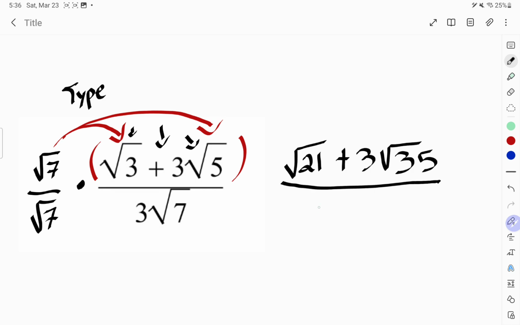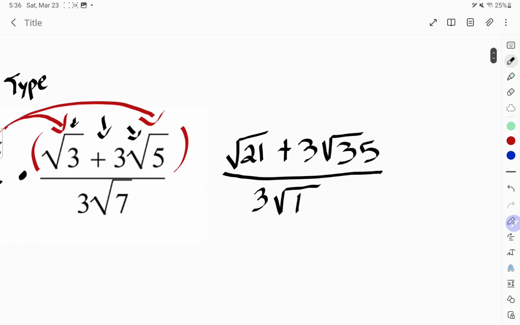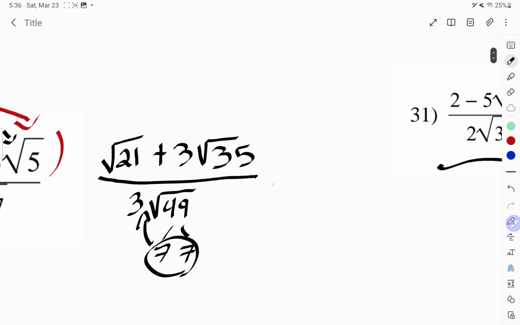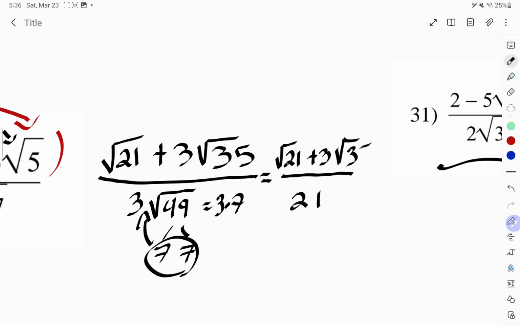Now let's worry about the bottom. On the bottom, we're going to have 3 square root of 7 times square root of 7, which is the square root of 49. And we already know that one's 7 times 7, right? Like we said before, it becomes a group. Take it outside. So technically, this turns into 3 times 7, which should give us 21. And then on the top, we have the square root of 21 plus 3 square root of 35. And if I'm correct, I don't think you can simplify anything here. So this is my answer for this problem.